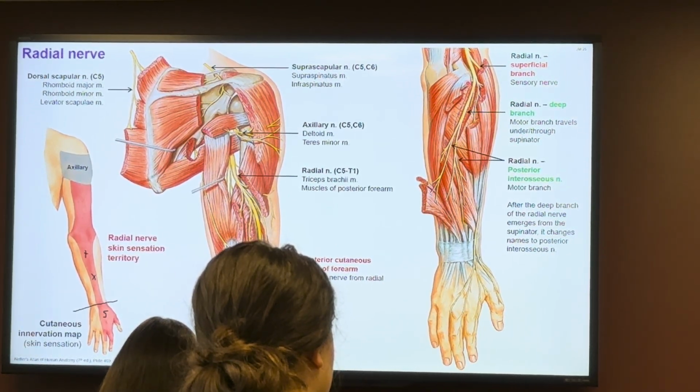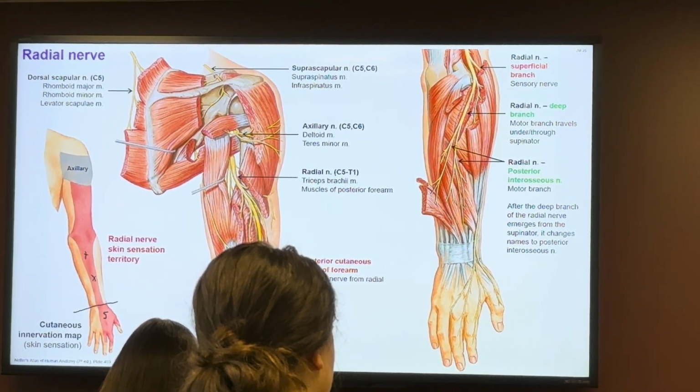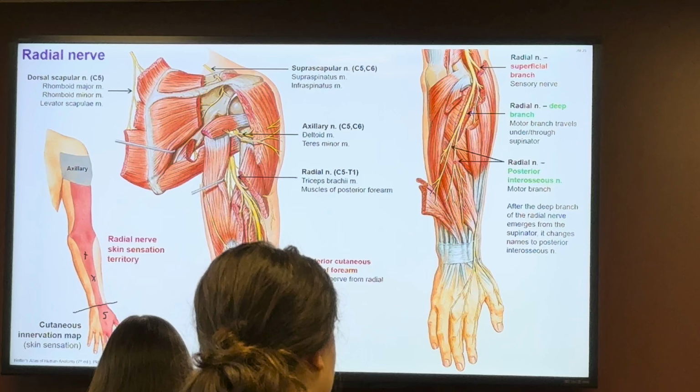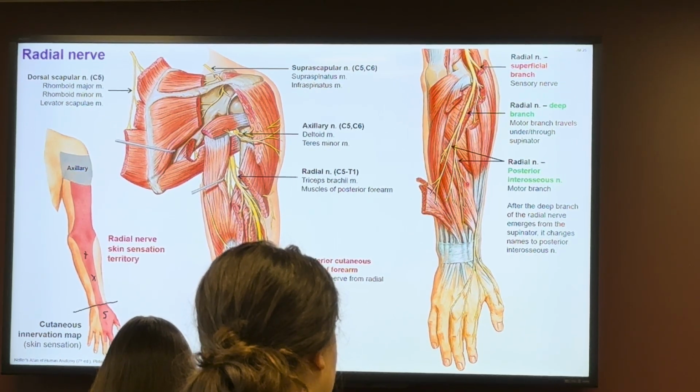We remember the deep branch of the radial nerve passes onto the supinator, okay? It innervates a couple of muscles there, usually supinator and extensor carpi radialis brevis, and then becomes the posterior interosseous nerve, which will do all the remaining muscles in the posterior forearm. All this may be academic.